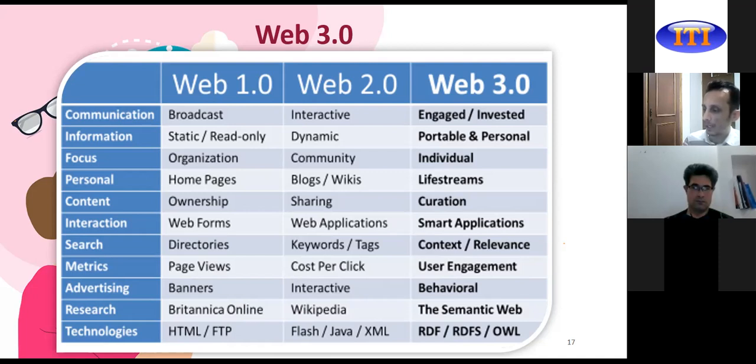People can join live streams and online sessions, and it is something very common. Or in the past, the content, the fifth category, it was just ownership, and now in Web 2.0, it was sharing, and now it's curation. It means you collect and you organize and design everything yourself. The pattern of interaction has changed. The pattern of search has changed. Everything has changed. Even the technologies related to computer has changed.